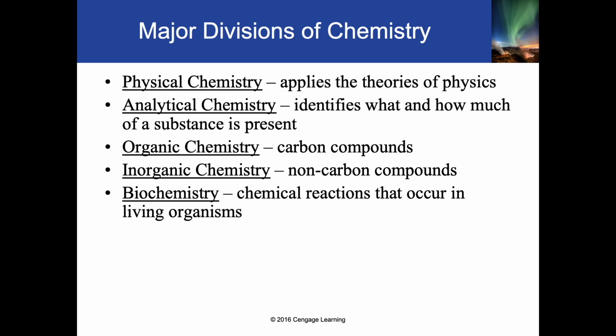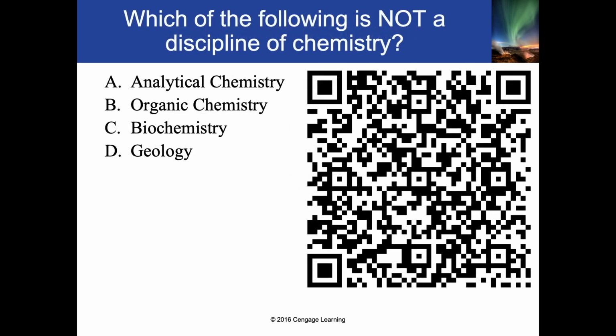That's the one I don't do much of. I don't do much of inorganic chemistry or physical chemistry. But I got my PhD in biochemistry, which is the chemical reactions that occur in living things. Okay. So our first question for this part of the chapter is this: which of the following is not a discipline of chemistry? Analytical chemistry, organic chemistry, biochemistry, and geology.